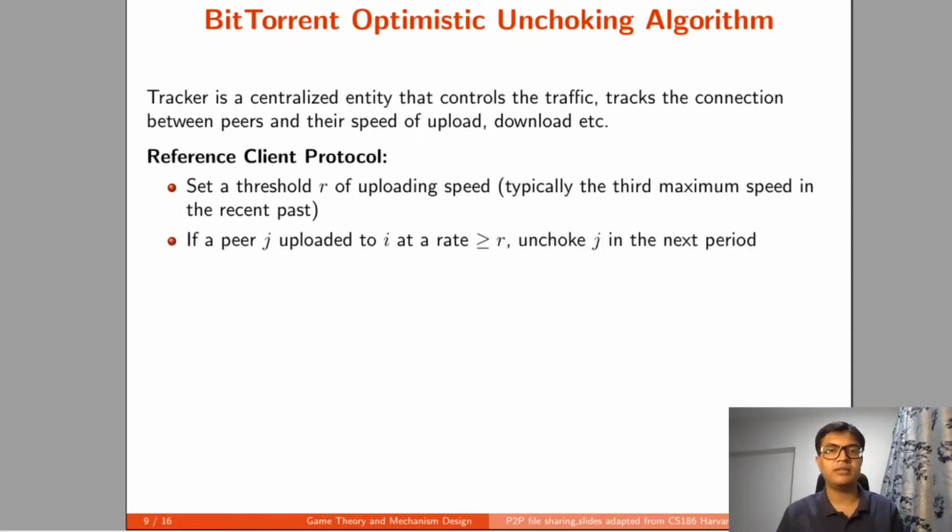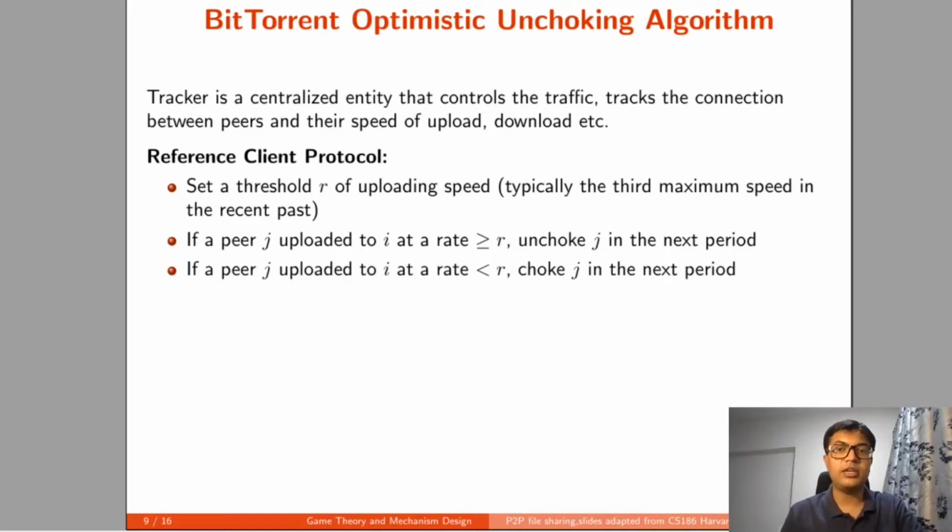Now it uses this protocol: if peer J uploaded to I at a rate greater than or equal to R, then peer I will unchoke J in the next period. It is just saying that if you are allowing me to download at a rate above that threshold, then I am going to unchoke you, and I will also share files with you. But if it is less than R, then it will be choked, so it will not be allowed to download files from this particular user. This particular peer is I. So fair enough, this is just a simple tit-for-tat.